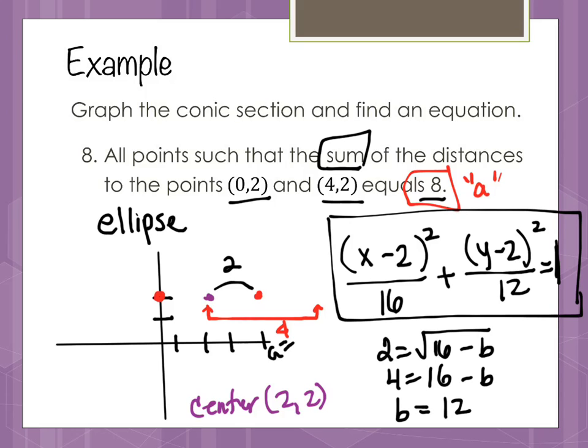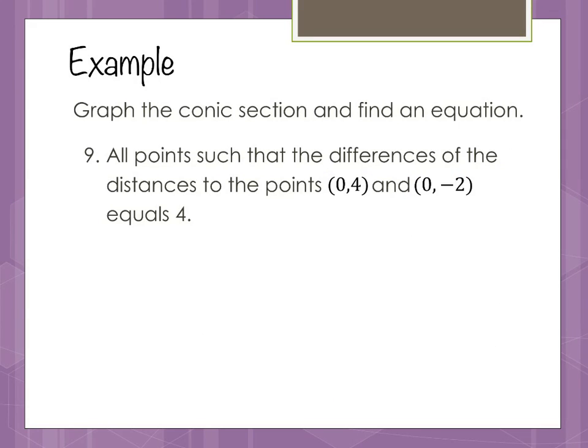So our equation is (x minus 2) squared over 16 plus (y minus 2) squared over 12 equals 1. Our last example has the same sort of description as the previous one, but it says the word differences instead of the word sum. So the fact that this is equal to distances relating to differences tells us that this is a hyperbola. Alright, so this is a hyperbola, and we'll plot the points that we're given.